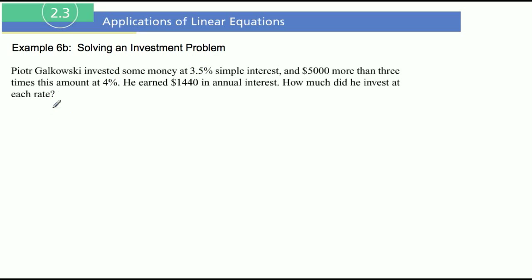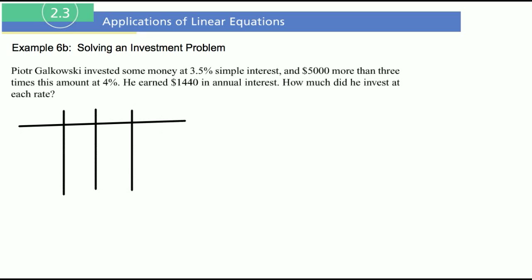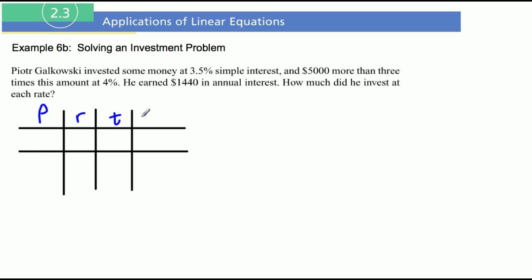Alright, so I'm going to do the same kind of logic and mathematics as I did in example 6a. So I'm actually going to start with my little table that I created last time. So 1, 2, 3, and then I did my little table here. And go across right here. Alright, cool. So we have principal times rate times time equals interest.